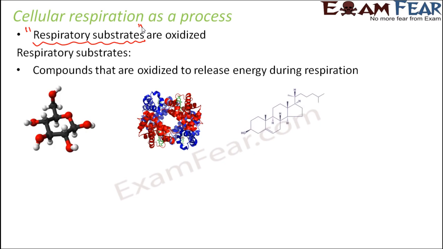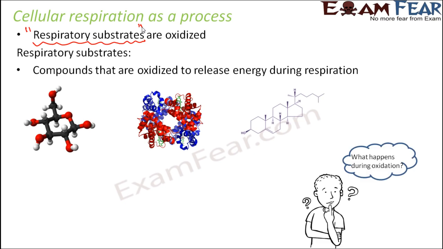So you talk about proteins, you talk about glucose, you talk about the fatty acids. They are all examples of respiratory substrates. So this is the name given to the compounds. So now the question is, what happens during oxidation? What is that special thing which is happening during oxidation because of which so much energy can be released?